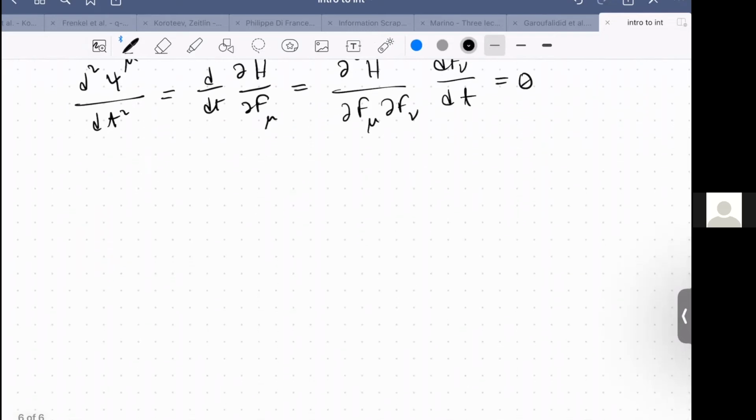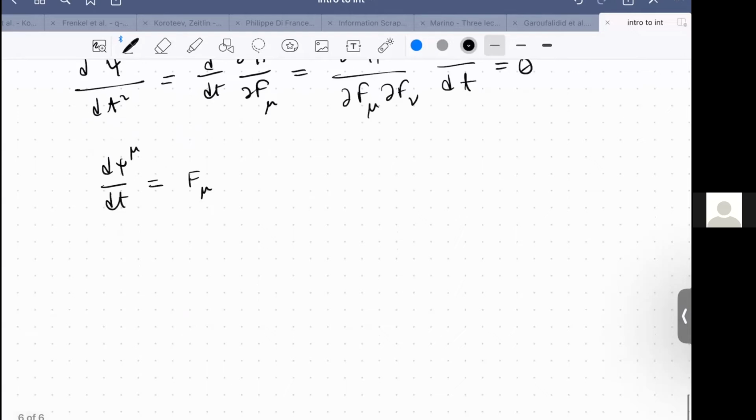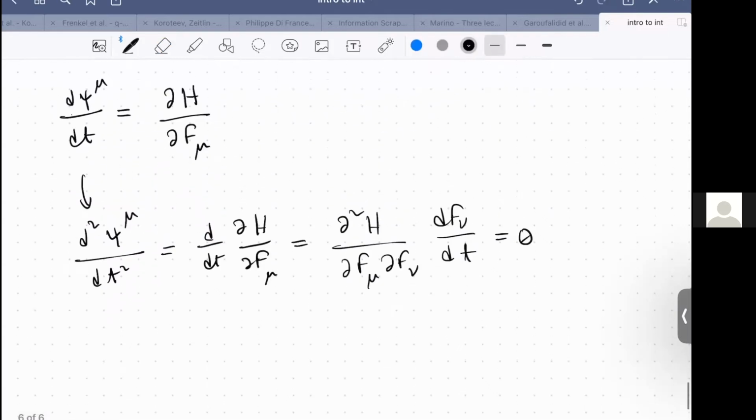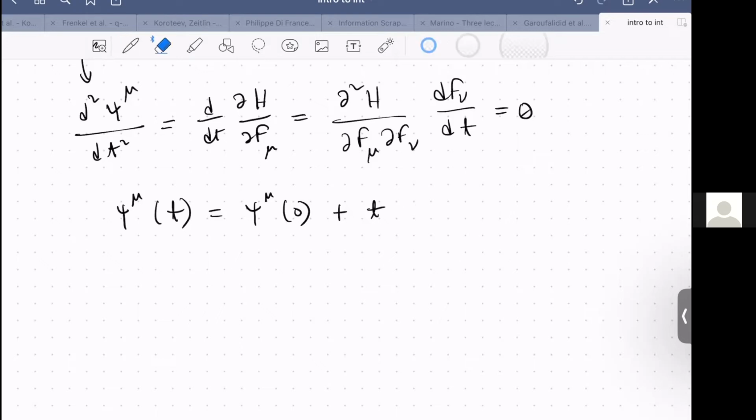Right, the solution is that of a free system, meaning that d psi dt is some constant, which were f mu's, and the acceleration is 0. I should say that psi mu as a function of t is some constant, which is the position at initial time, plus just linear time dependence, because the velocity is constant, times the velocity. The velocity is del h del f mu. And this is a constant, it doesn't depend on time.